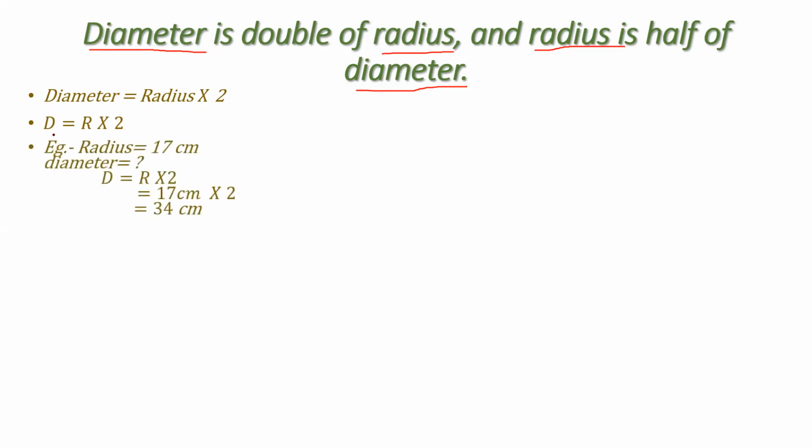Let's take some examples. In the first example, I've taken radius as 17 centimeter. Then what will be the diameter of the circle which has 17 centimeter radius? We just have to take up the formula I have already written here. Diameter is r into 2. In place of r, I write 17 because the radius given in the question is 17 centimeter. So 17 multiplied by 2 is 34 centimeter. So the diameter of that circle whose radius is 17 centimeter will be 34 centimeter.